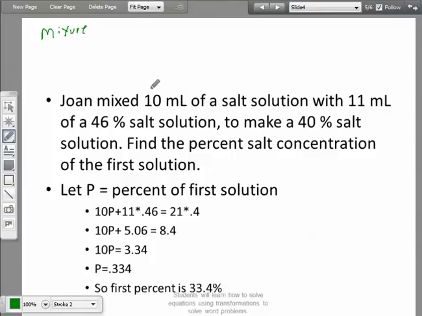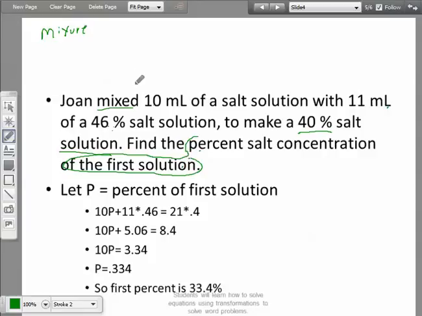A mixture problem is one in which I'm going to be told some percentages. Joan mixed, see how it tells me right here? She mixed 10 milliliters of a salt solution with 11 milliliters of a 46% salt solution to make a 40% salt solution. Find the percentage salt concentration of the first solution.